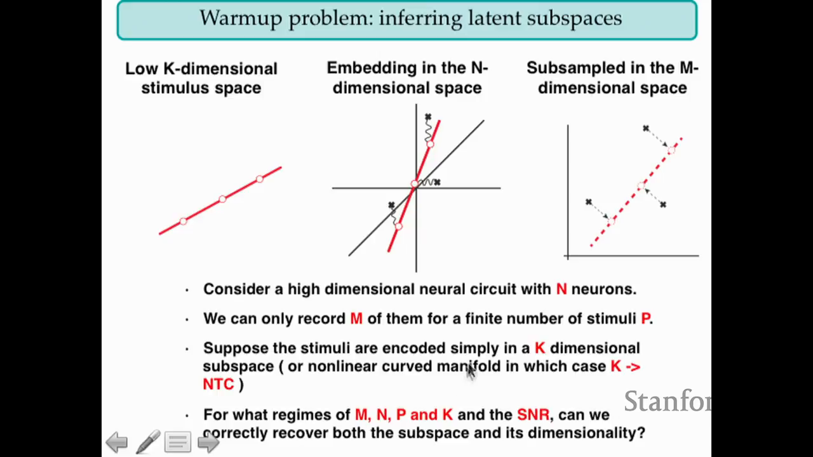So again, the quantitative parameters: you have n total neurons in the circuit. You only get to record m of them, and you only get p stimuli or p latent states. And let's say the stimuli are encoded by this k-dimensional linear subspace. Then in what regimes of m, n, p, and k, and the SNR, can we correctly recover both the subspace and its dimensionality?